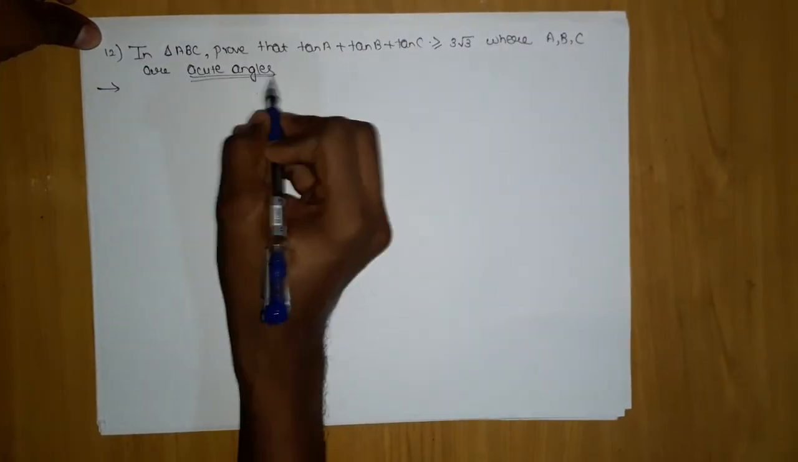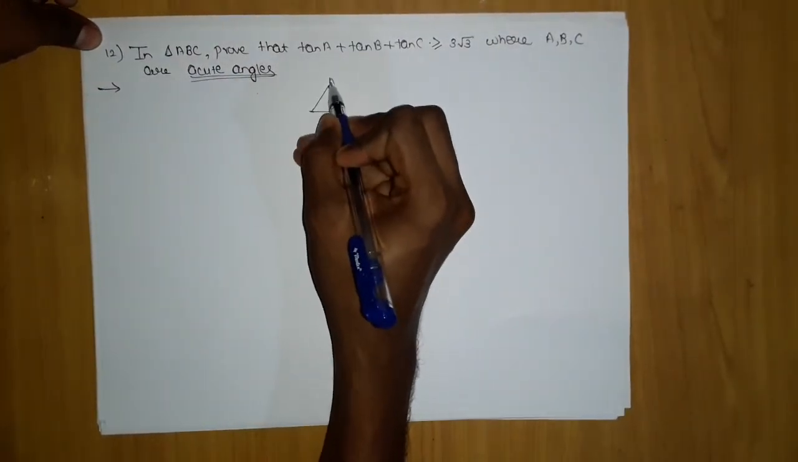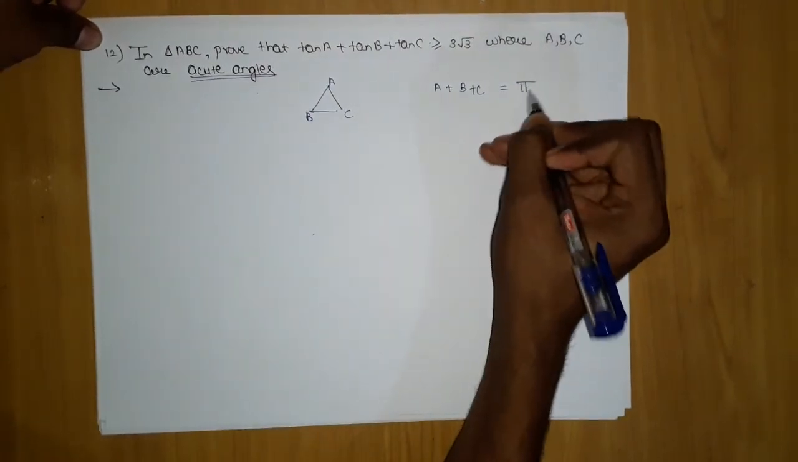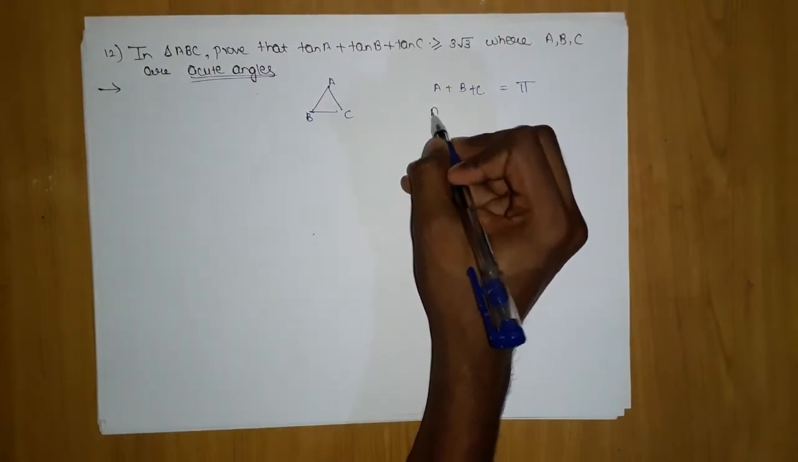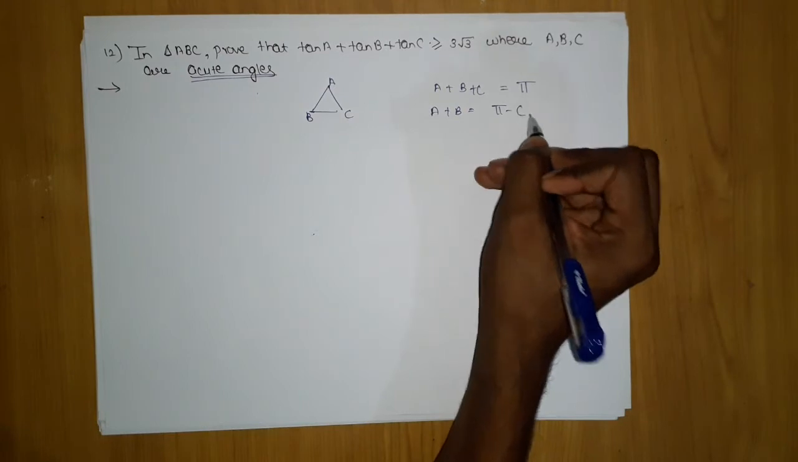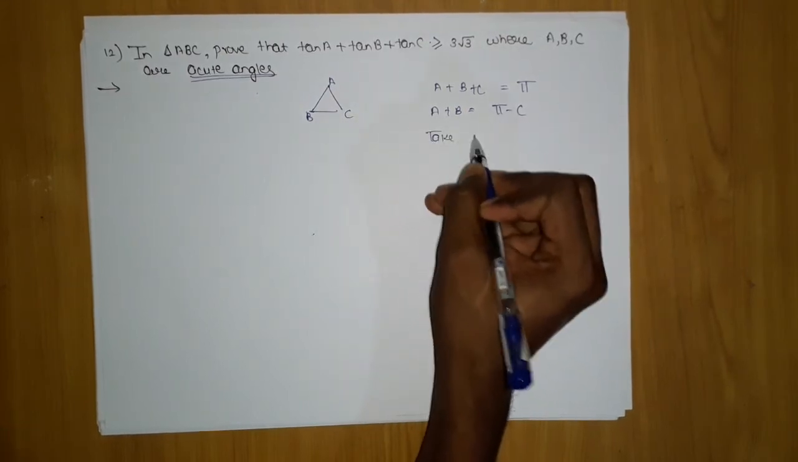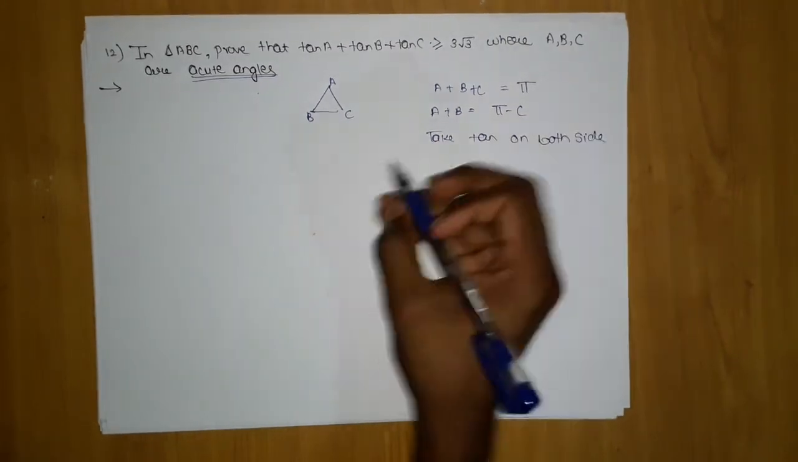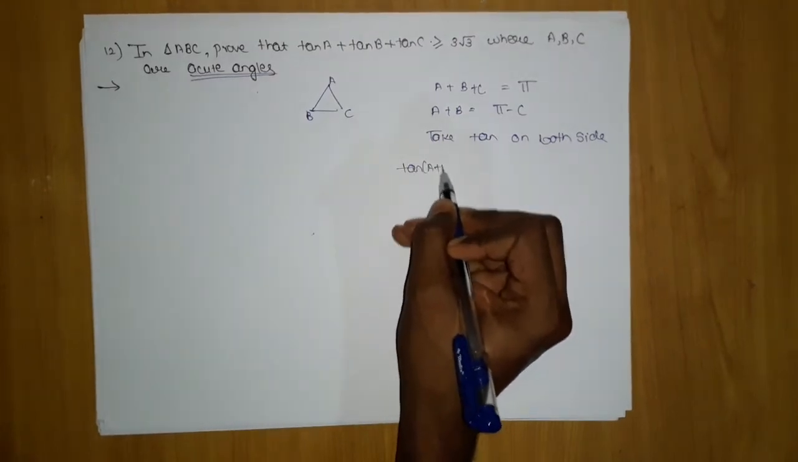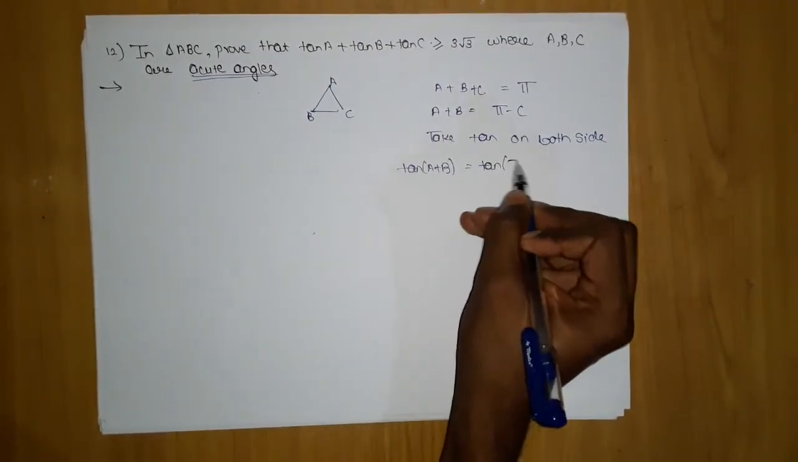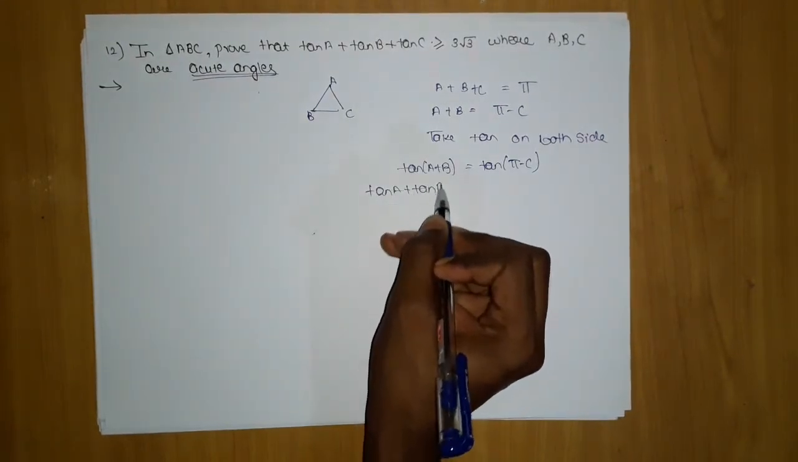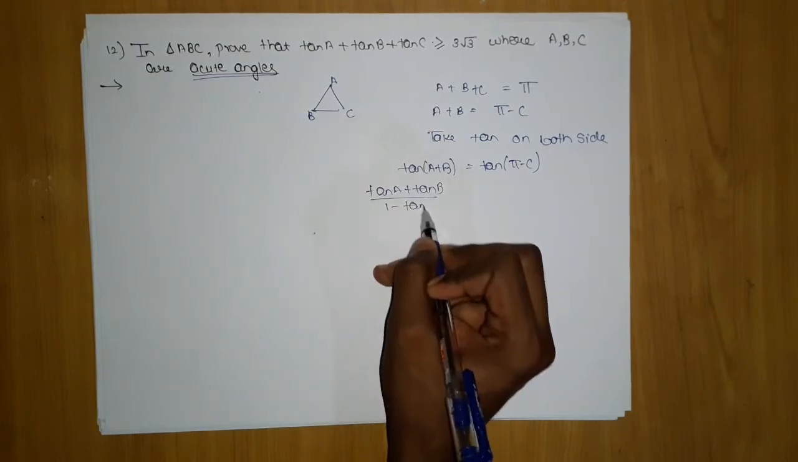So how do we derive this result? Acute angles, in a triangle ABC, these are three acute angles, so A plus B plus C will surely be pi, 180 degrees. Now if I do one thing, that A plus B I keep here and move pi minus C, and take tan on both sides. What do I have? Tan of A plus B equals tan of pi minus C. So tan A plus tan B upon 1 minus tan A tan B.